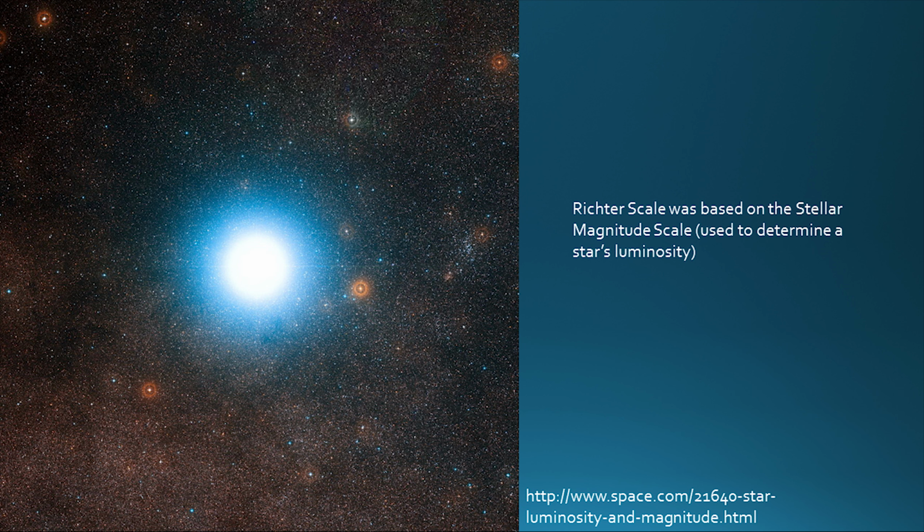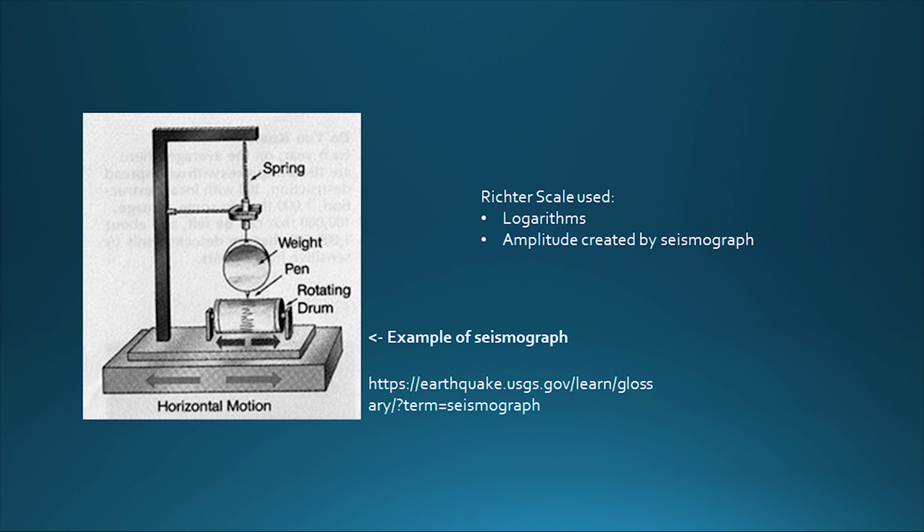The Richter scale was far more scientific and modeled after the stellar magnitude scale, which astronomers use to determine a star's luminosity. The Richter scale obtains the amplitude created by a device that measures ground vibrations, called a seismograph, and uses logarithms to obtain a simple number that could be compared to other earthquake sizes easily.